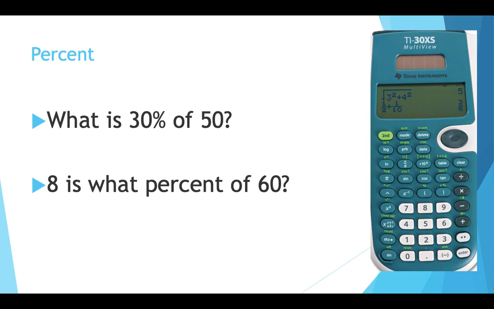The next one asks, what is 8% of 60? So to do that one, 8 is what percent of 60? I'm sorry. So you'll say 8 divided by 60. And when you do, you'll get 0.13333333. And now I want to convert it to percent. So I'm going to say second, close parentheses. When I say second, close parentheses, all it's really doing is converting it to a percent. And it's 13.33333%.